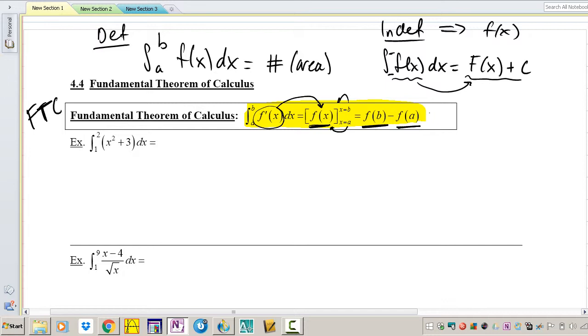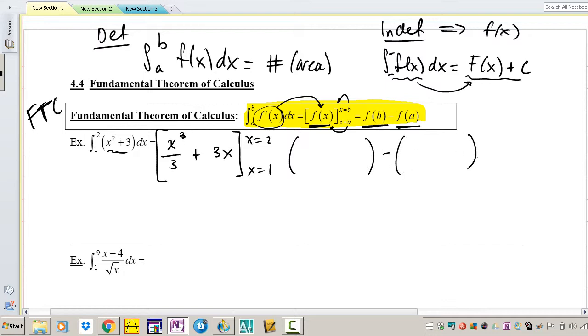Let's begin with our first example. Example number 1, the integral from 1 to 2 of x squared plus 3 dx. So let's integrate as we normally would. What is the antiderivative of x squared? x to the third over 3 plus 3x. And then we're going to apply the upper bound and the lower bound and then take the difference. So I like to tell students to write two big parentheses here, because now we're going to apply the upper. If I apply 2 into my x's, I get 2 to the third over 3 plus 3 times 2.